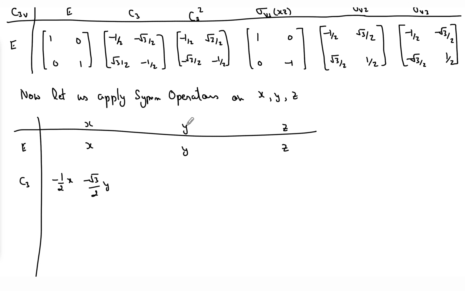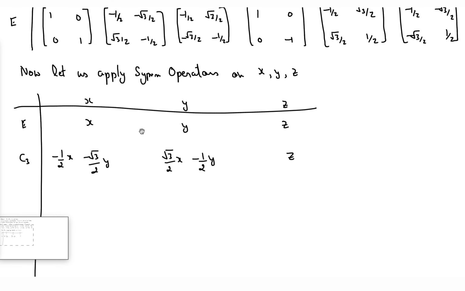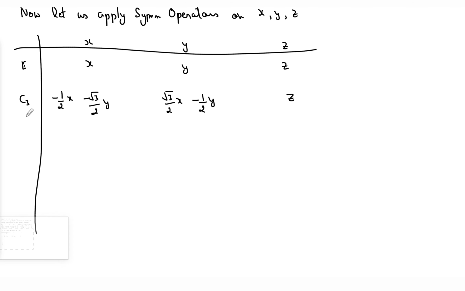When C3 is applied on y, we get root 3 by 2 x minus half y. So you have the matrix, and whatever resultant you get, you can just write over here. These matrix elements are coming from here and here, right? And z remains as z because C3 is lying along the z axis. Similarly, I'm just going to write all the resultants of various operators onto this.